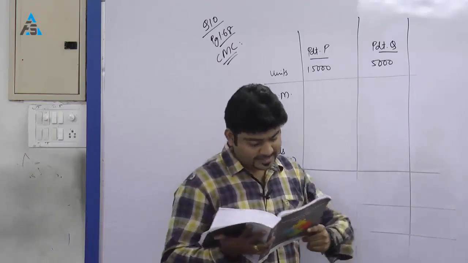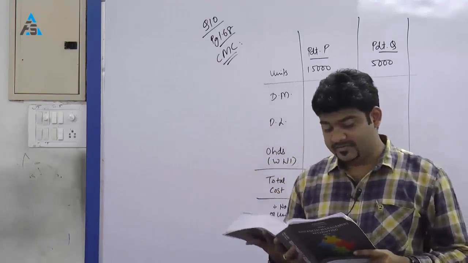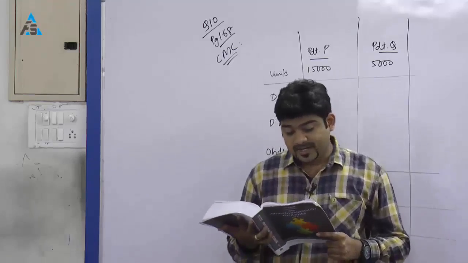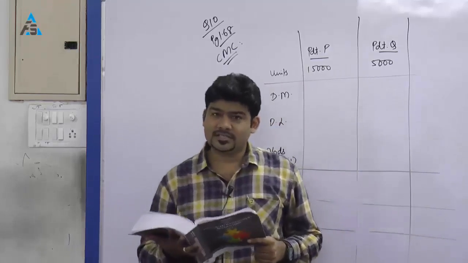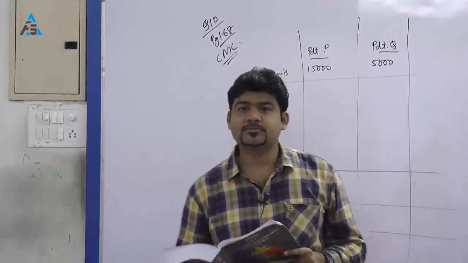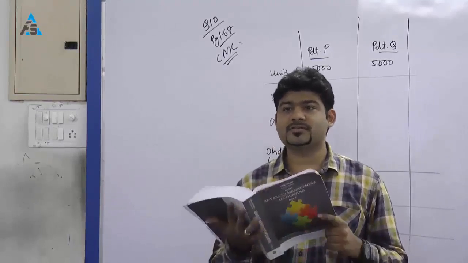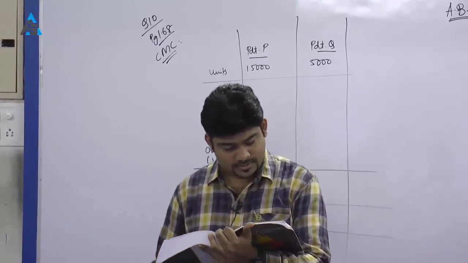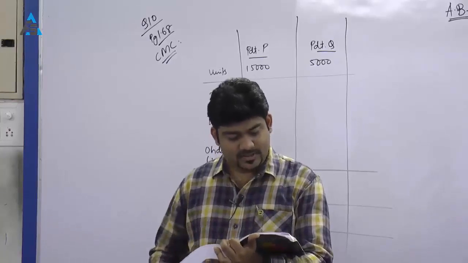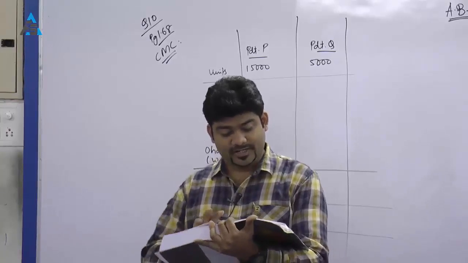Now on that note, question 10 is what I am reading. CMC manufactures several products. It uses a single overhead recovery rate based on direct labor hours. यही अपने को नहीं चाहिए. Single recovery rate. The overheads incurred by the CMC in the half of the year are as under. So ये overhead का cost दिया है.